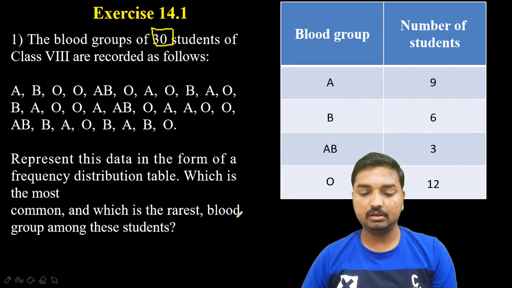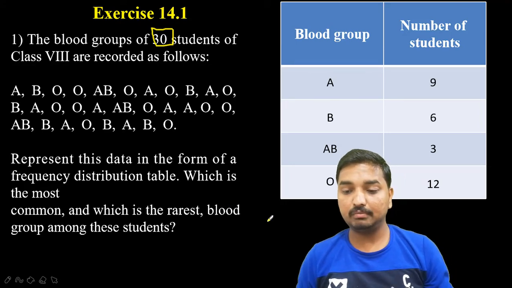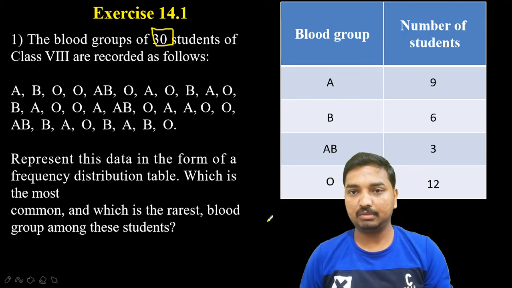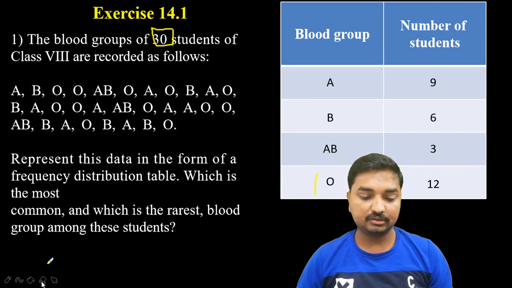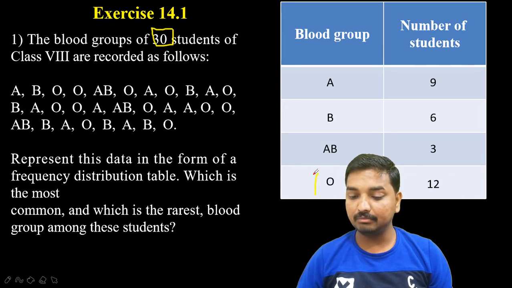Okay, what is the additional question? What is the rarest and which is most common? Most common means the blood group which appears in the greatest number of students. So here it is the blood group O which appears. Okay, so here the blood group O appears in maximum students.